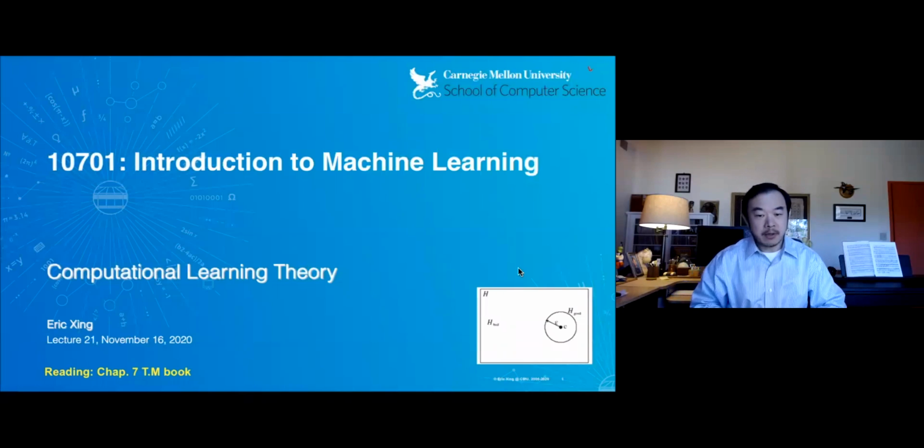So today we're going to talk about computational learning theory. This is an area that studies some of the theoretical underpinnings of algorithms that have been invented in the machine learning field.